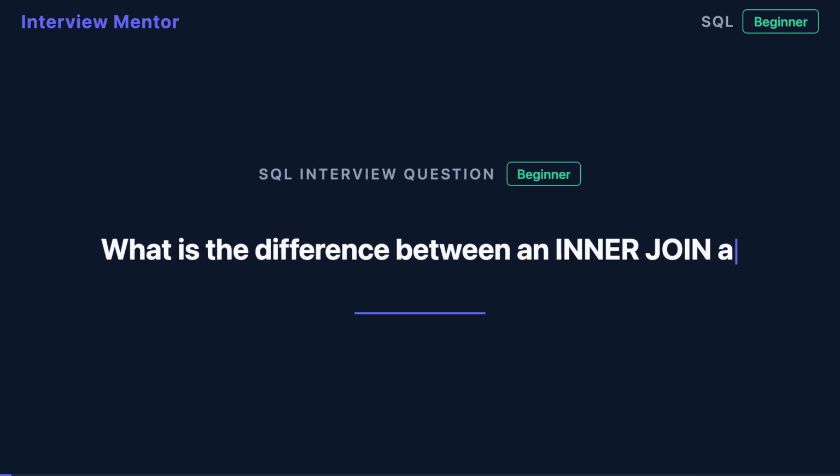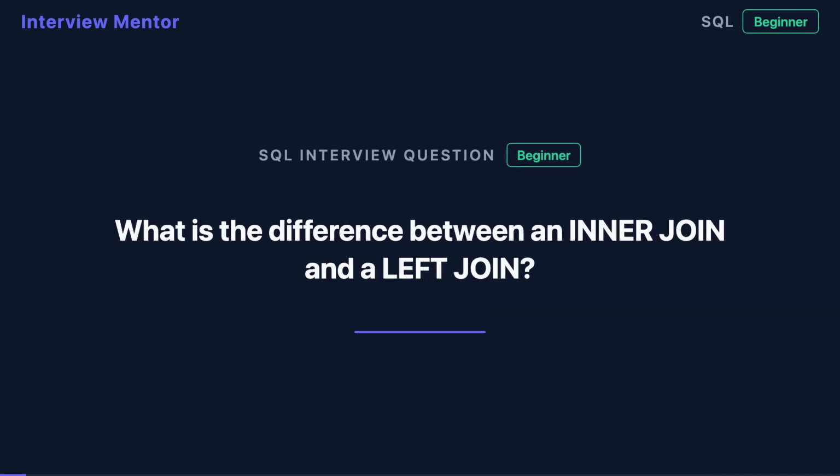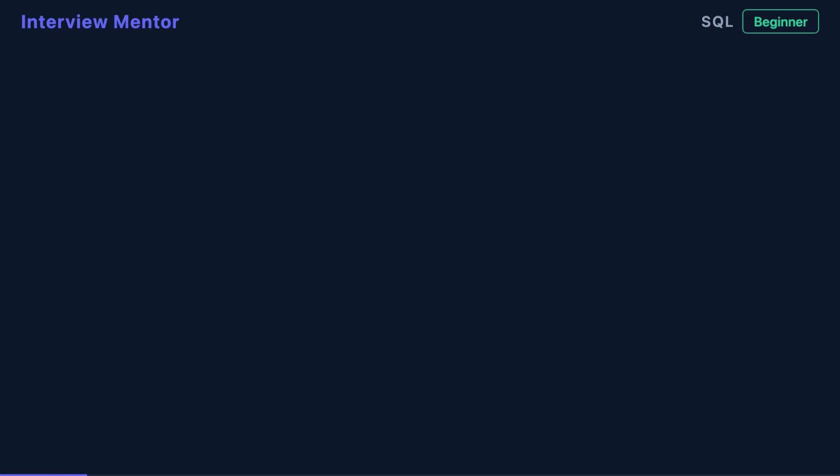Here's a mistake I see constantly. Developers use an inner join expecting to see all their users, then wonder why half the data disappeared. The culprit? Not understanding the fundamental difference between inner and left joins.